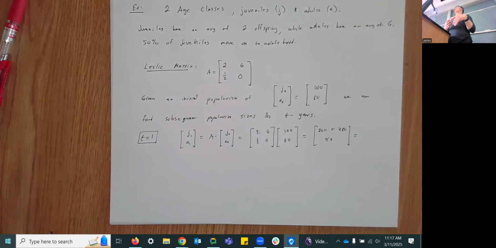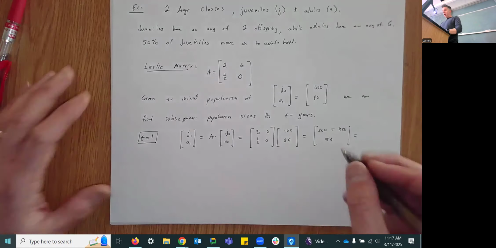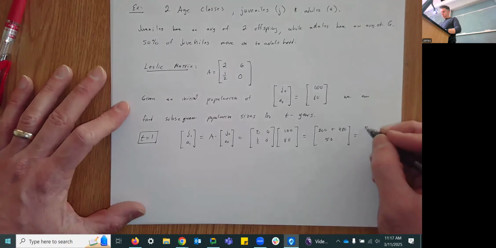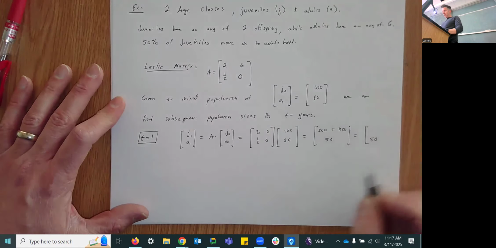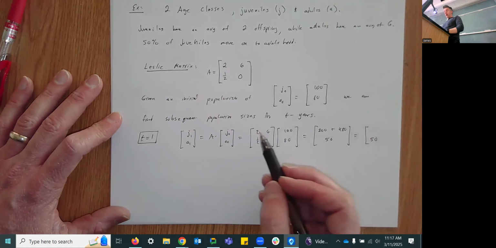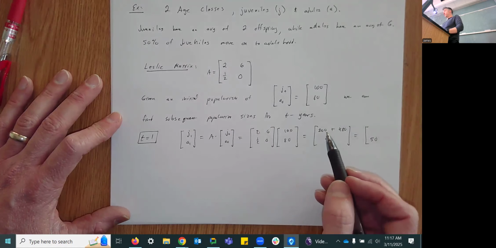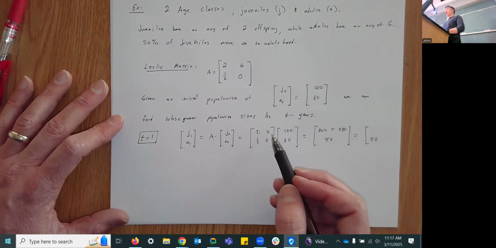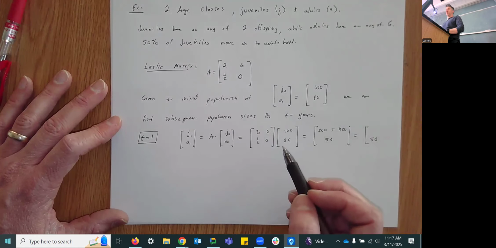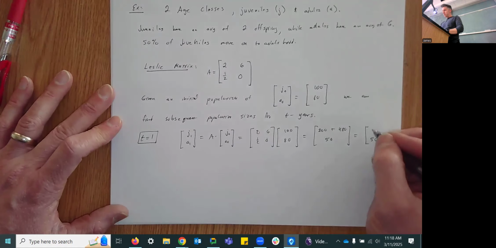So it seems reasonable that this is what we're getting based on how it was described, right? We set up our matrix. Really, we're just checking to make sure we set up our matrix correctly. Half of the juveniles from last year made it to adulthood next year. And then for every juvenile that there was, every juvenile on average produced 2 offspring. So we got 200 offspring or new juveniles, and every adult produced on average 6 offspring. So we got 6 times 80 is 480 more. So 480 plus 200 is 680.